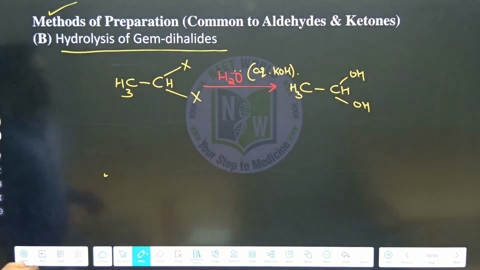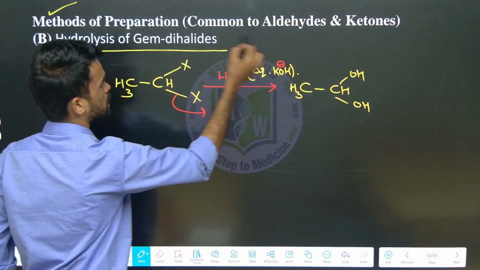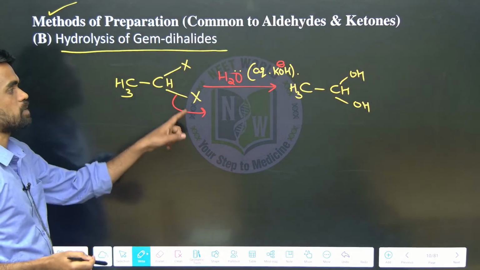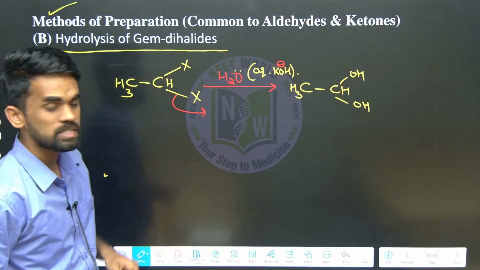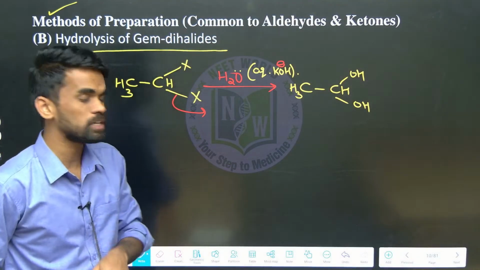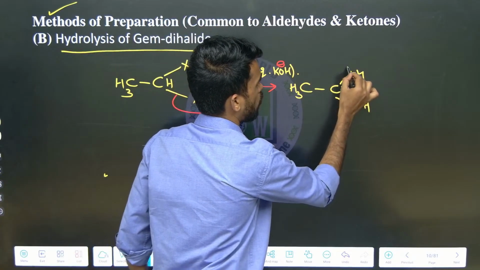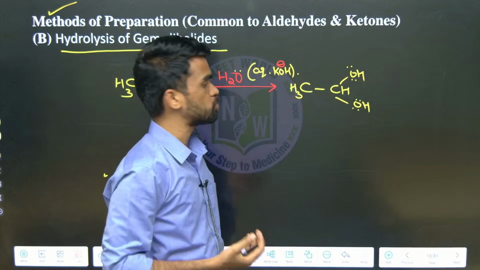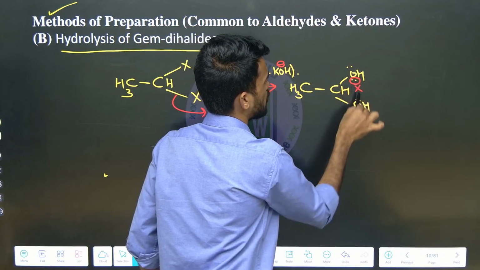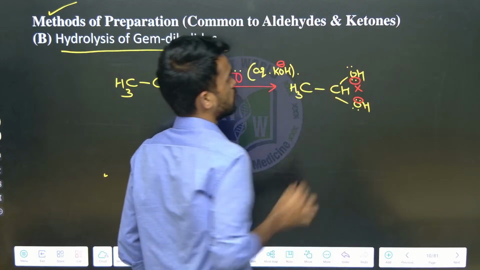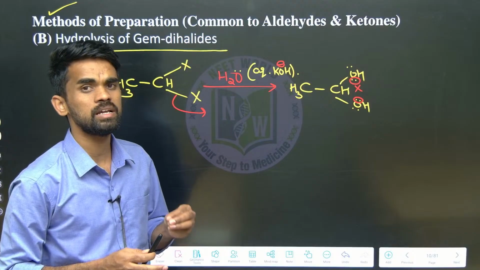So now what is happening? This halide ion is going out and OH minus is entering in. So it's a nucleophilic substitution. One is going, another nucleophile is coming. Now the important thing to remember here is, if multiple hydroxy groups are present on the same carbon, there will be repulsions between the lone pair electrons of these two oxygen atoms. Due to that repulsion, geminal dihalide alcohols are less stable.